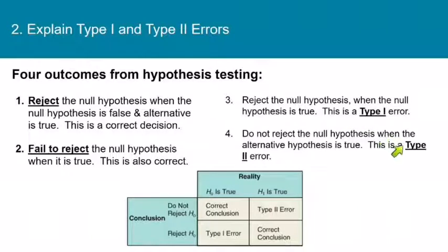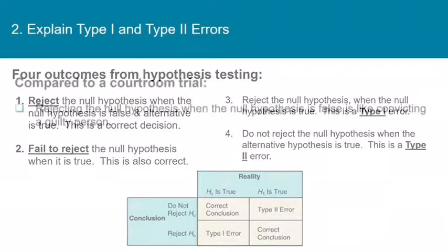Now, it's so easy to get these confused because these are just arbitrary names. You just really have to think about both situations and memorize it and get it in your head that a type 1 error is when we reject the null hypothesis although it's true, and a type 2 error is when we fail to reject the null hypothesis although in reality it's false.